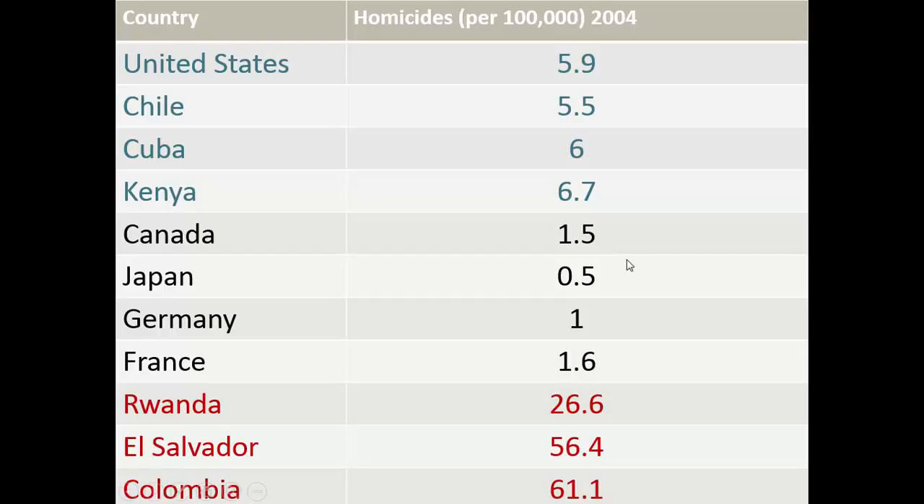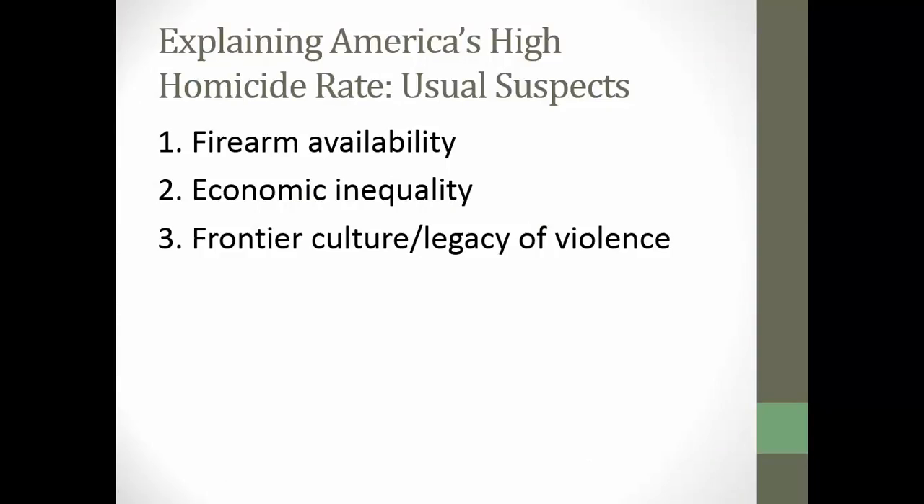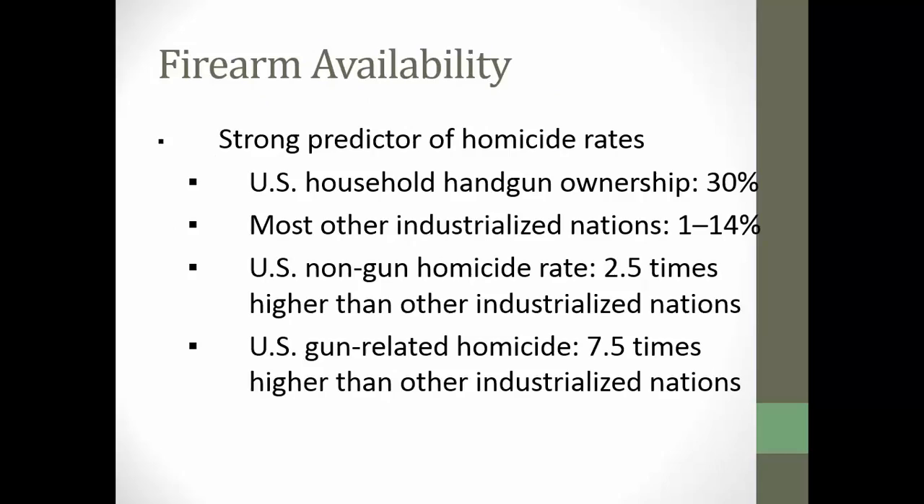On the other hand, I also wanted to point out that there are countries with exceptionally high homicide rates that make all these countries look a lot better. If you think about Rwanda, El Salvador, Colombia, they have exceptionally high homicide rates. So again, big question: why does the U.S. have such high homicide rates? Three of the big theories put forth have to do with firearms, economic inequality, and our historical legacy.